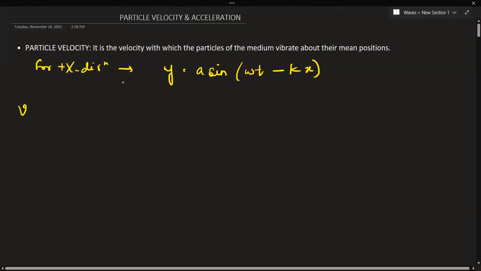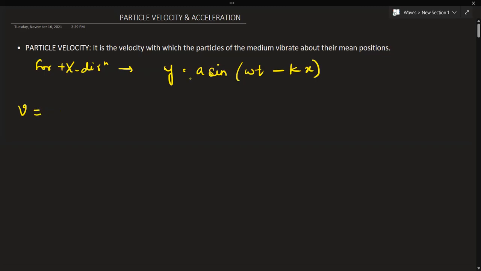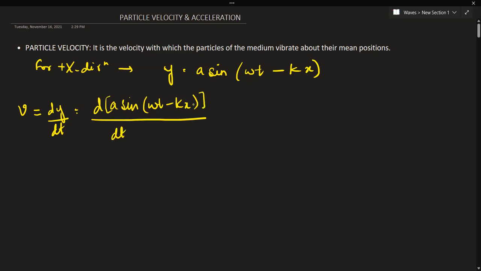Now for the calculation of particle velocity, again we'll be differentiating. Velocity is the rate of change of displacement, so we have to differentiate this. This will be dy over dt, so d of the whole term a sine omega t minus kx over dt. The differential of this whole term will give us velocity. Omega will come out as a constant in differentiation. So it will be omega a, the amplitude will remain. For sine it will be cos, and the rest of the angle term will be the same, omega t minus kx. This is the velocity value.